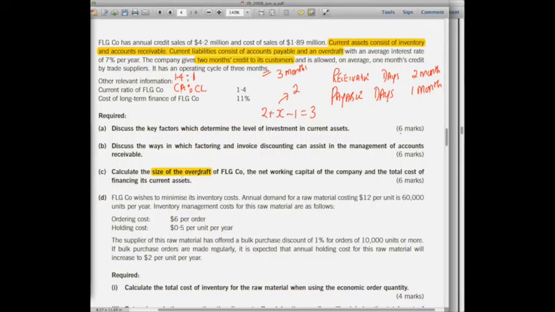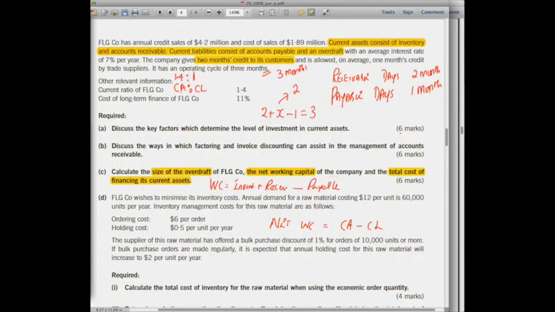So we need to work out the size of the overdraft, and you are asked to calculate net working capital. You see the difference between working capital and net working capital. If I say calculate working capital, you take inventory plus receivable minus payable. But when I say net working capital, it is total current asset minus total current liability. We got three requirements in this question. What are the three? Size of the overdraft, net working capital, and total cost of financing.